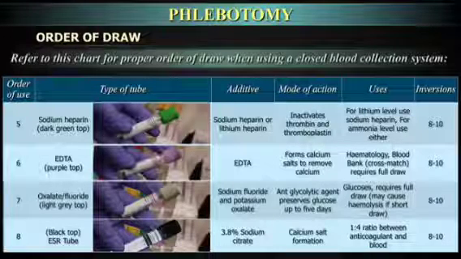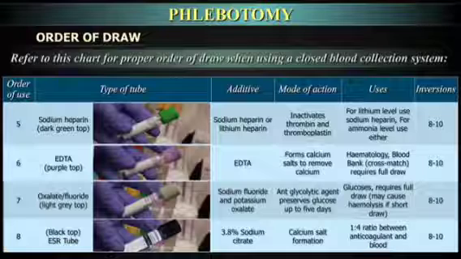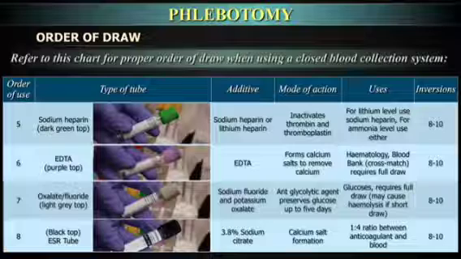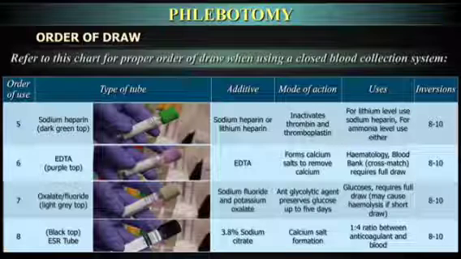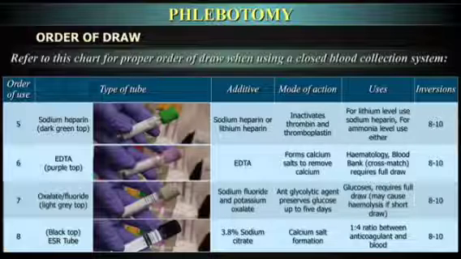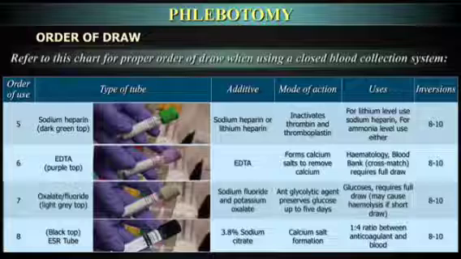Sixth is the EDTA purple top tube. Seventh is the oxalate or fluoride tube requiring 8 to 10 inversions. Last is the ESR tube requiring 8 to 10 inversions.